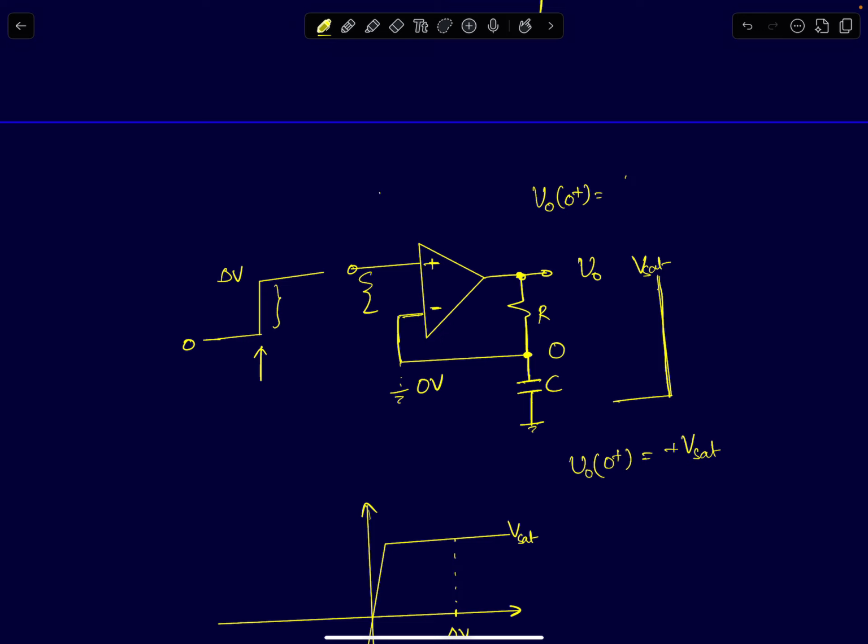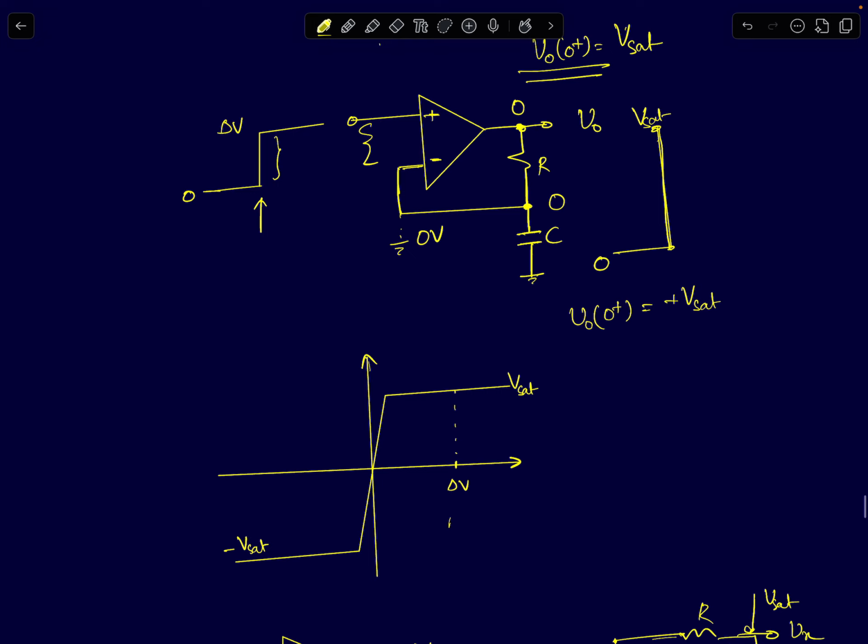So suddenly it was initially at 0 volts, at 0 minus, and then at 0 plus it would have jumped to Vsat. So that's what I've shown here. The output suddenly starts from 0 and jumps directly to plus Vsat, which is the output is simply saturated.